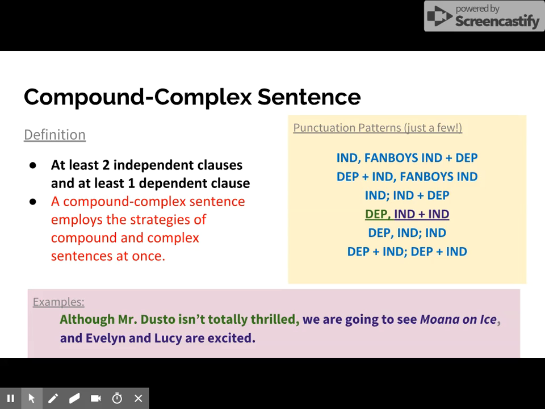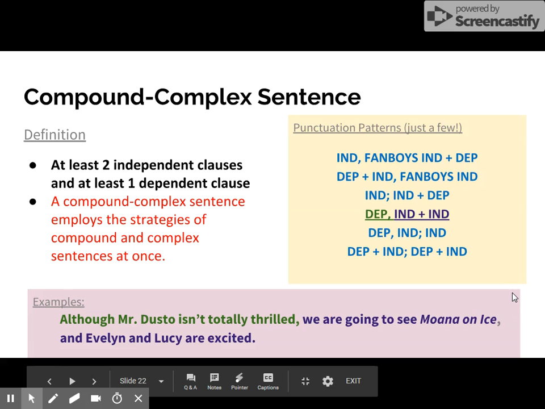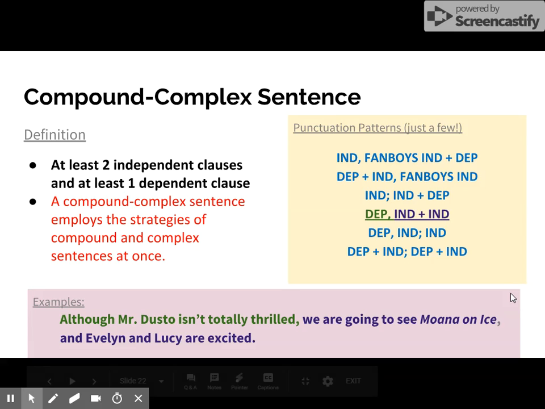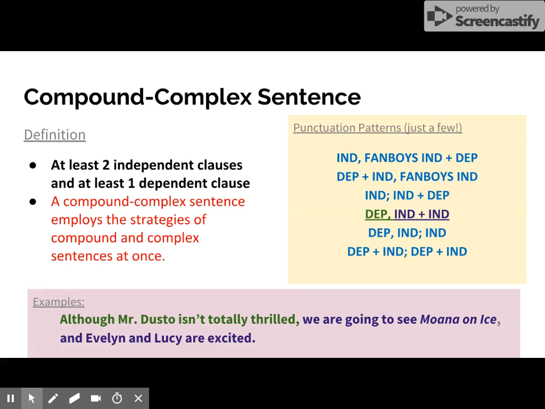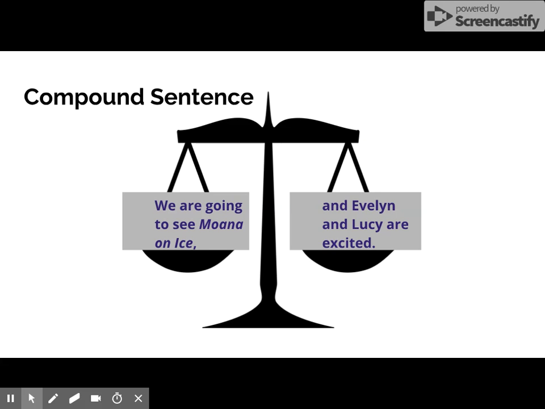The example we're going to look at today is in the box below. Although Mr. Desto isn't totally thrilled, we are going to see Moana on ice, and Evelyn and Lucy are excited. These are our weekend plans. We are counting down already. So let's break down what the sentence looks like.